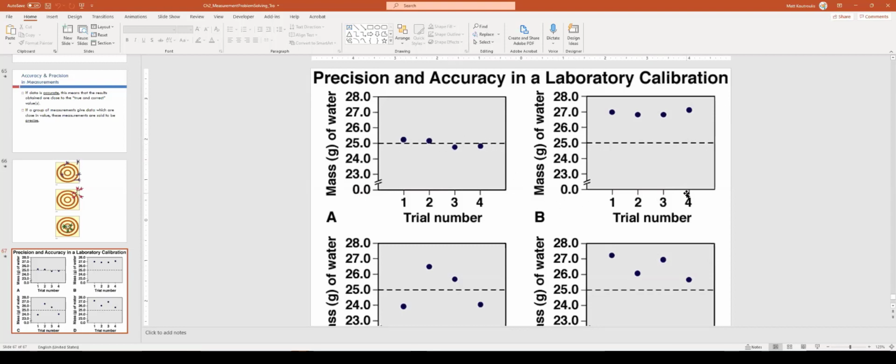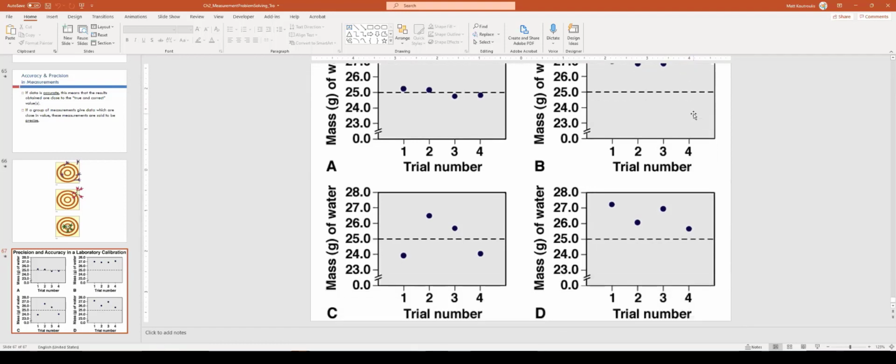What is B? Remember, these are their values 4 times. So the first time they got about 27, the second time they got about 26.8. They're getting about the same values all the time. So they are precise, not accurate, because they're supposed to be getting 25 and they got 27.